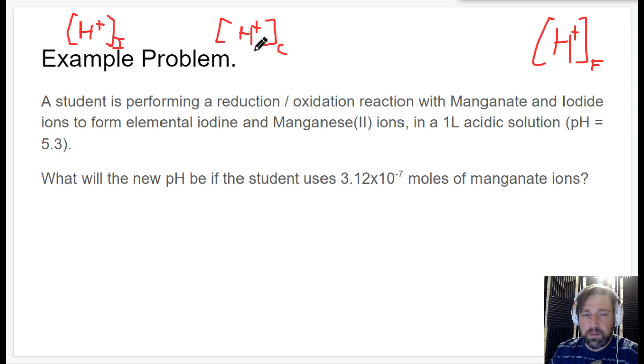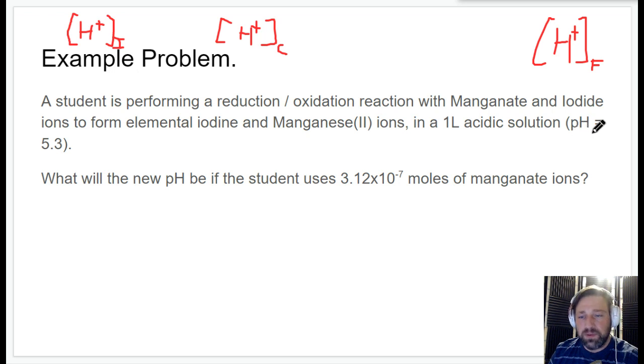If it's a reactant, it's going to get used up, and we're going to subtract whatever it is from the initial. If it's a product, it's going to be created, therefore we're going to add them together. So we have to just think about what is happening here. Then that will get us the concentration of hydrogen ions for the final, and we can convert that to pH.